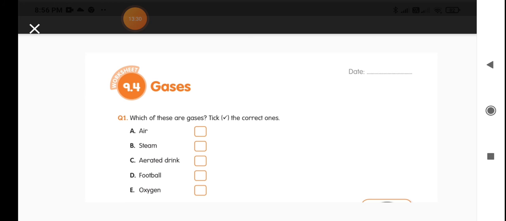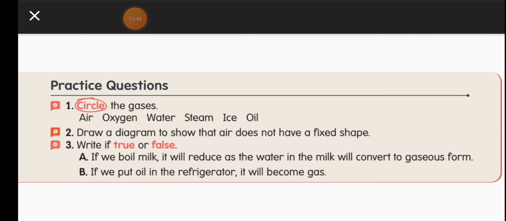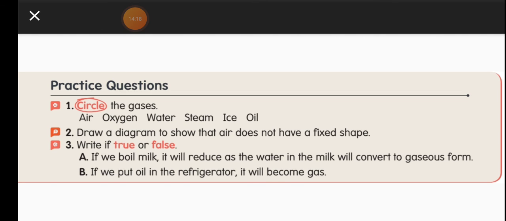Now we'll see what are the practice questions in this lesson. Before going to the practice questions, from page number 21, you nicely read the lesson and then try to answer this. Circle the gases. Is air a gas? Definitely. Oxygen? Yes. Water? It's not. Steam is a gas. So circle all these which are in gaseous form. Now draw a diagram to show that air does not have a fixed shape. You can draw a balloon and show that air does not have a particular shape. It's taking the shape of the balloon.